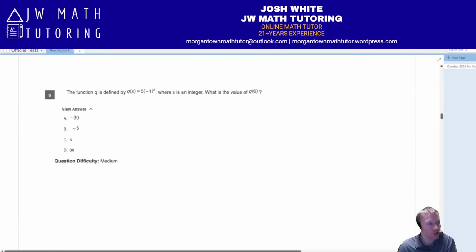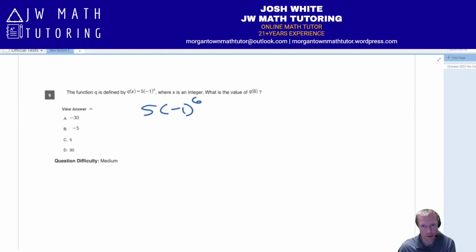All right, next question is number 6. Here they give us a function and they want to evaluate it for 6. So we're just going to plug in 6 for x. And now here you have to know that negative 1 to the 6th power is just going to equal 1. It's a negative number to an even power, so that tells us it's going to be positive, and then the 1 to the 6th is just 1. So 5 times 1 is just 5. Correct answer for this question is just going to be letter C, 5.